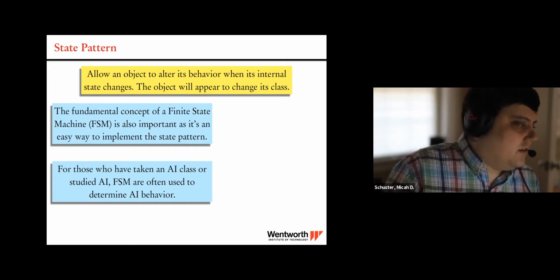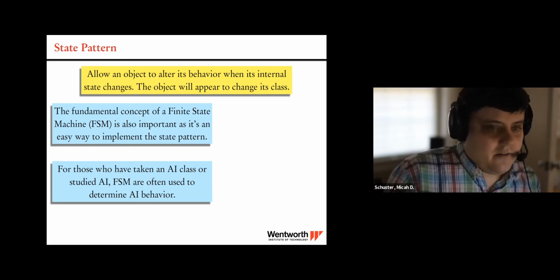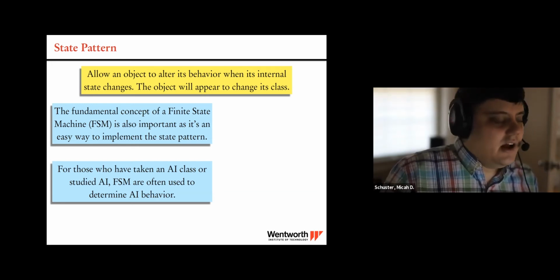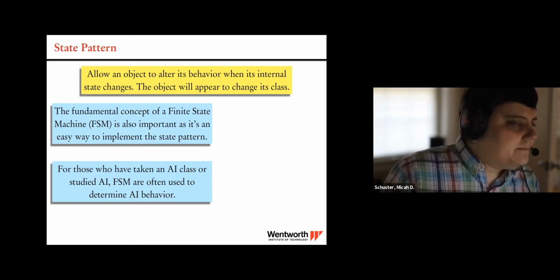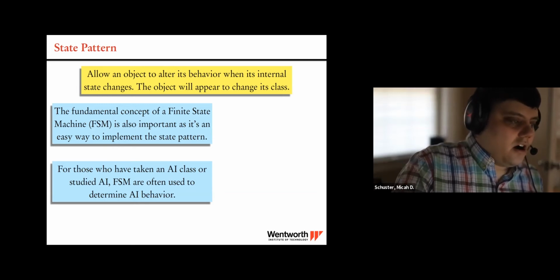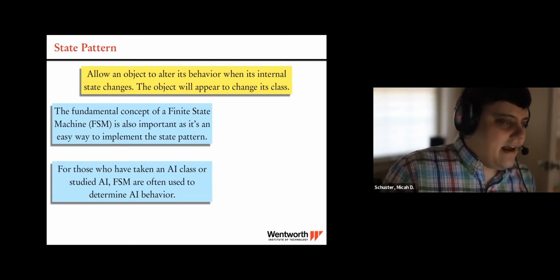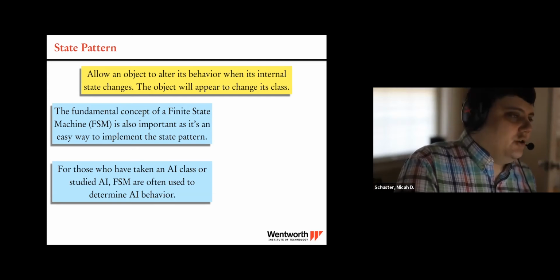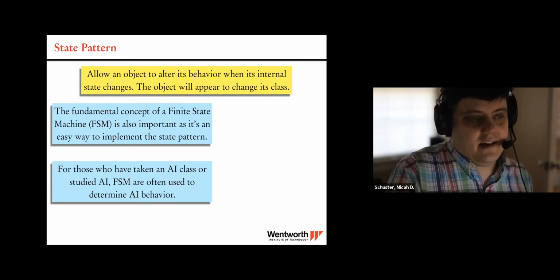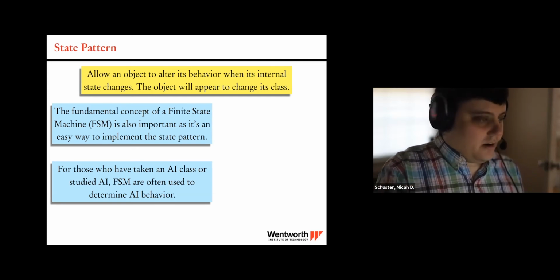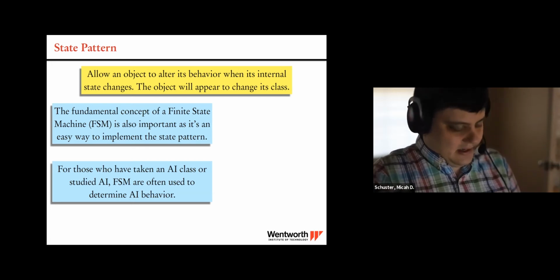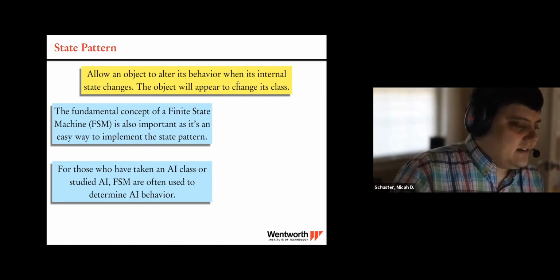So if any of you were there for that, you probably talked about finite state machines. It's sort of a fundamental aspect of AI. There are ways to implement it in pretty much every single language. You can do it with something as simple as an enum, or something a bit more complicated, which is what we're going to do today, using classes.